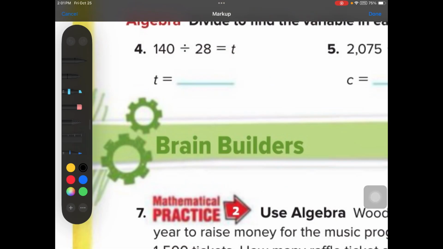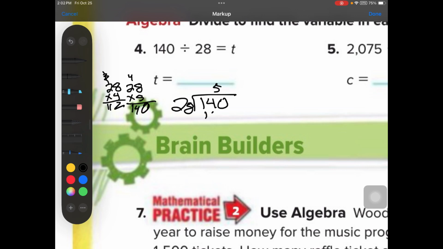Number 4. 28 times 5. Do a guess and check. 4 times 8 is 32. 8, 9, 10, 11. Nope, not enough. 5 times 8 is 40. 5 times 2 is 10 plus 4. Oh, that's just perfect. So it's going to be 5, 140. I have to finish just so I can sleep well at night. There you go. T is 5.